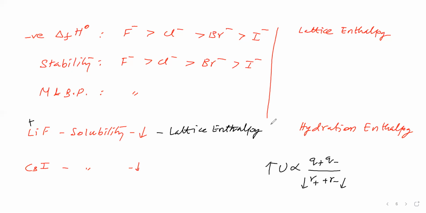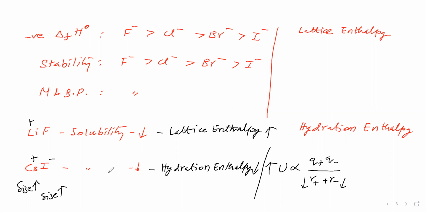Lattice enthalpy is high here, therefore solubility is low. Then for cesium iodide, the cesium cation size is high and the I minus anion size is high. Therefore hydration tendency is low. That means hydration enthalpy is low. Therefore solubility is low.